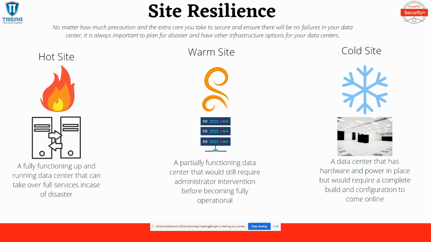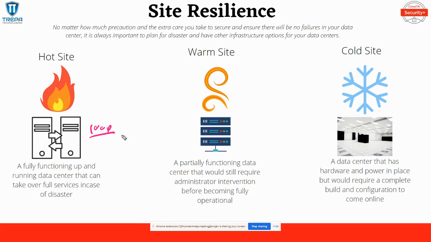A hot site is a functioning data center that can take over services without any downtime or with very little administrative intervention. Our hot site is going to be used in our COOP operations, which stands for continuity of operations. That's when we COOP over from our main data center to our backup. And if that COOP takes minutes, we call that a hot site.